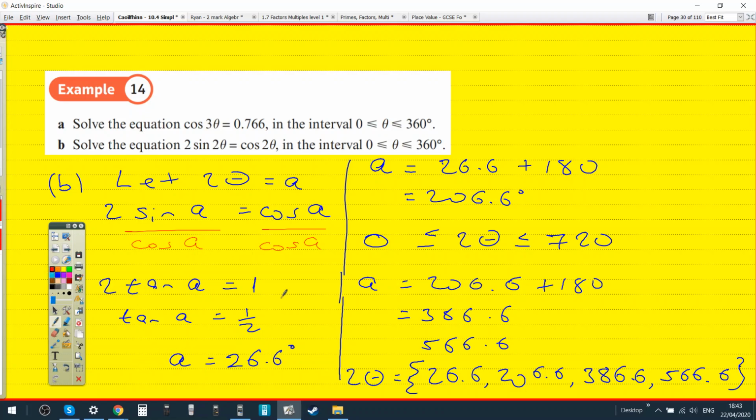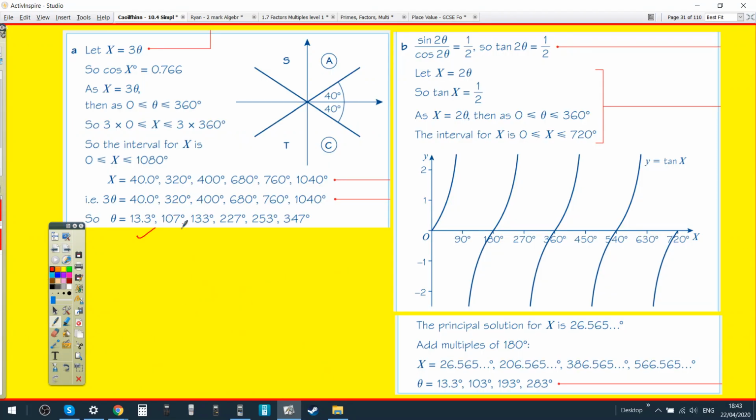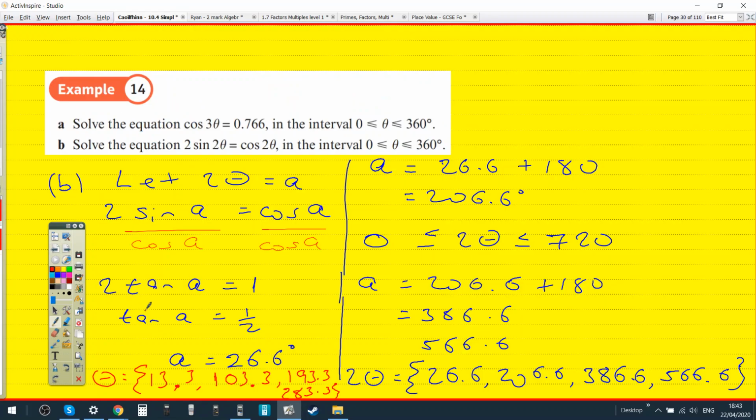26.6 divided by 2 is 13.3, and then 206.6 divided by 2 is 103.3, and then 386.6 divided by 2 equals 193.3, and then 566.6 divided by 2 is 283.3. And you're done. They asked you to solve for theta. You just gave them what theta is. Let's take a look. They just round these.